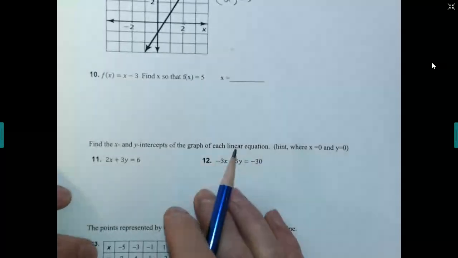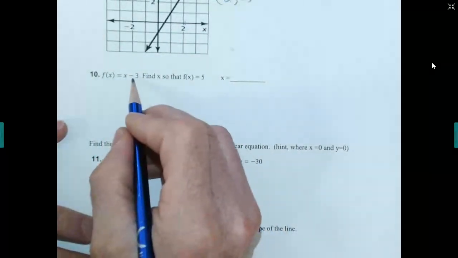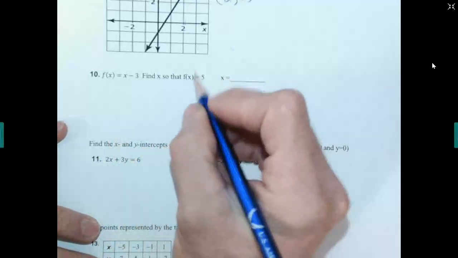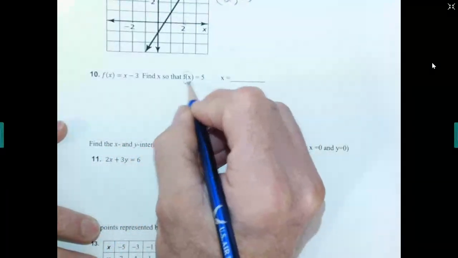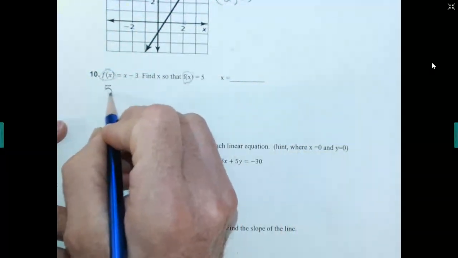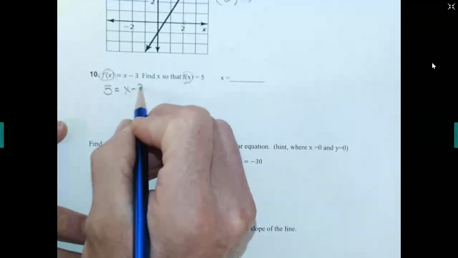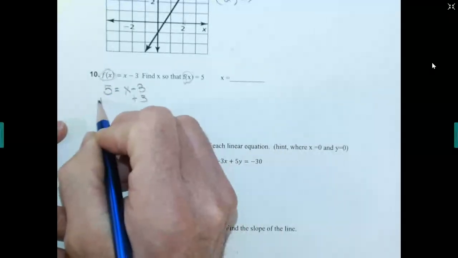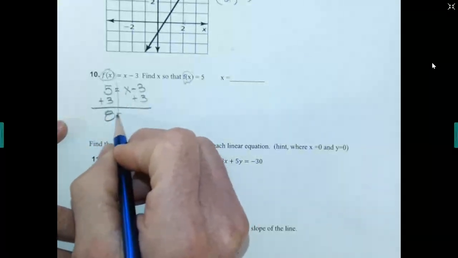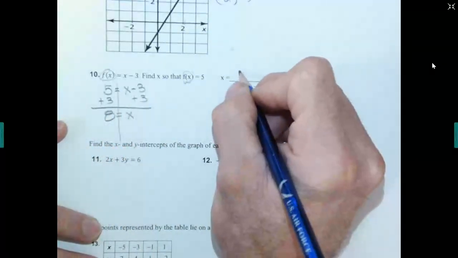Alright. F of x equals x minus 3. Find x so that f of x equals 5. Well, we know that this is f of x. So we just plug in the 5 for the f of x. So we have 5 equals x minus 3. So we have x equals 8.